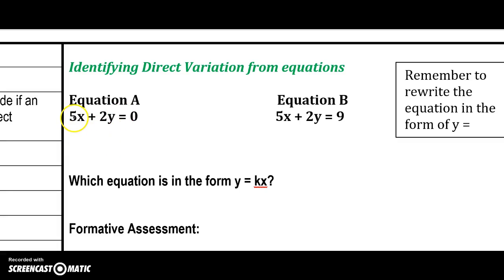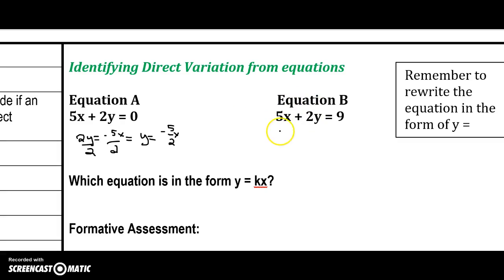When I rewrite it, I've got to get this 5x to the other side. It's going to be 2y equals negative 5x. Notice I just changed the sign because it was positive 5x. I changed it to negative and moved it. Then I'm going to divide by 2 on both sides. My new equation is y equals negative 5 over 2 x, which is in the form of y equals kx, which is direct variation.